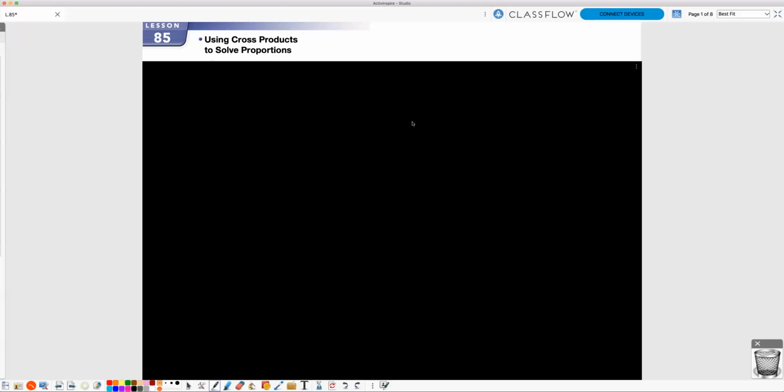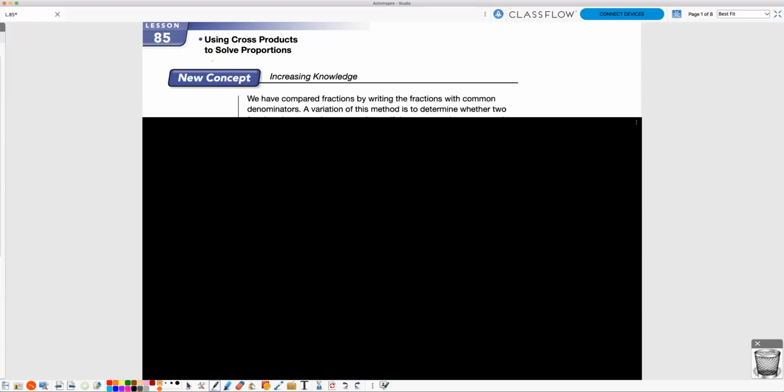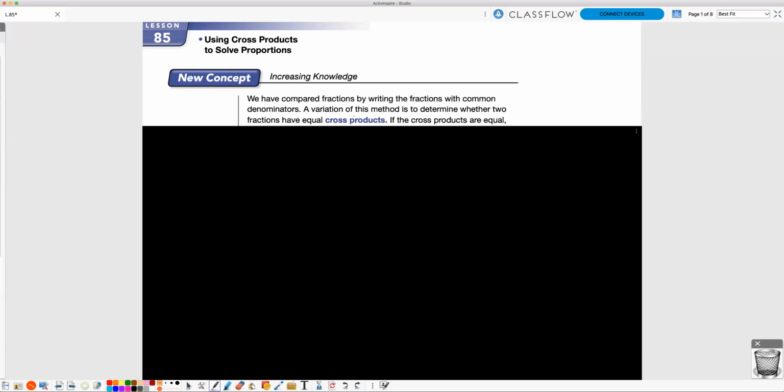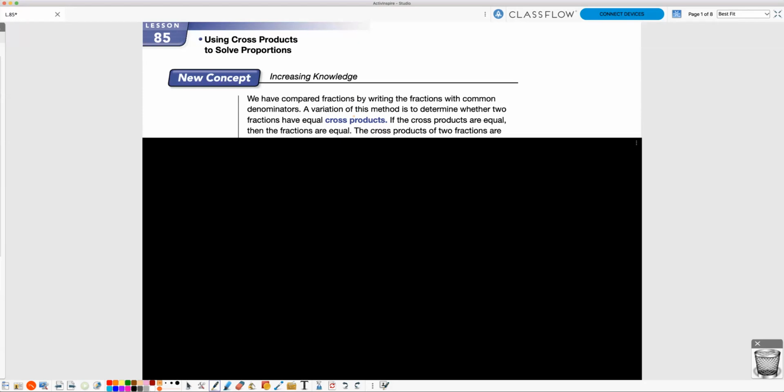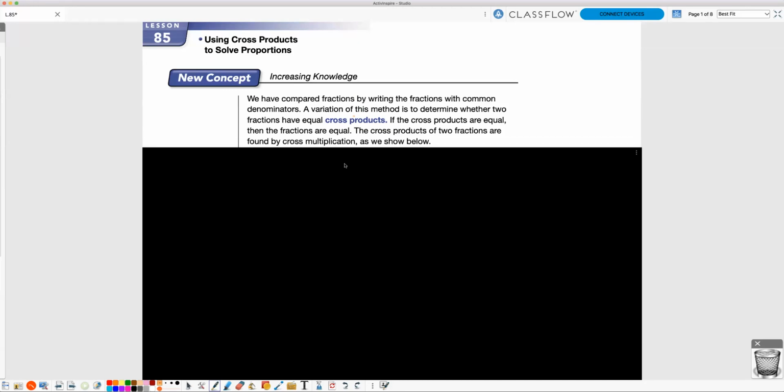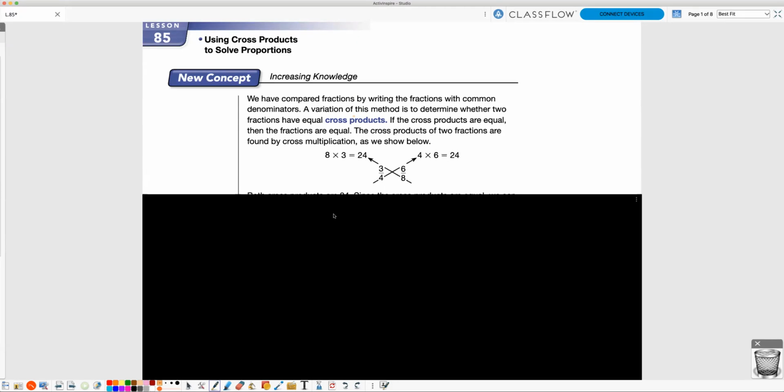This is lesson 85, using cross products to solve proportions. We have compared fractions by writing the fractions with common denominators. A variation of this method is to determine whether two fractions have equal cross products. We actually covered this a little bit in the previous few lessons, but if the cross products are equal, then the fractions are equal. The cross products of two fractions are found by cross multiplication, as you can see here.